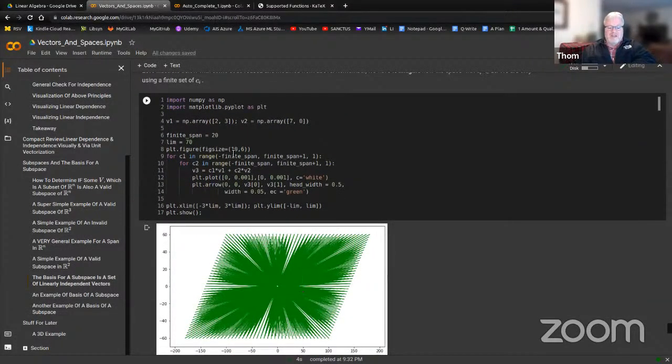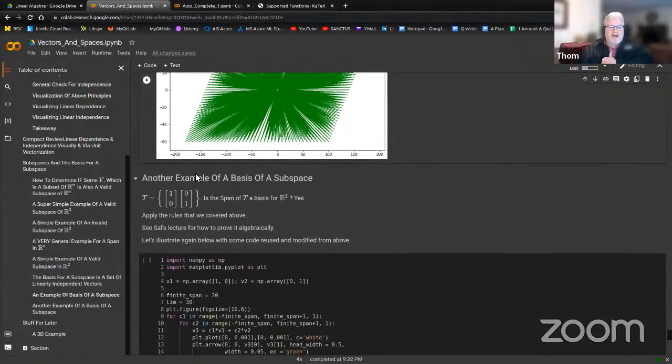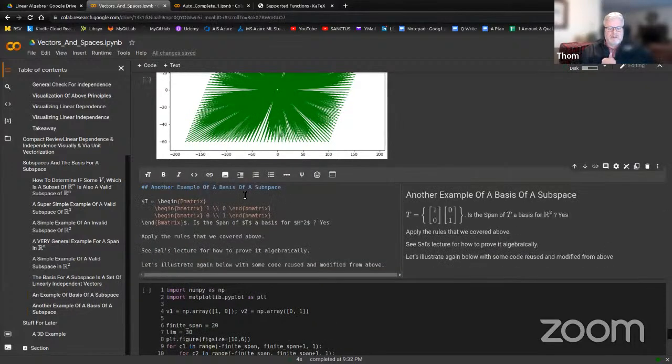So we can see that if we increase the limits of finite span, we could keep making this plot bigger and bigger. Okay, now, what is another example of a basis of a subspace in R2? In fact, let me show you all what to do here.